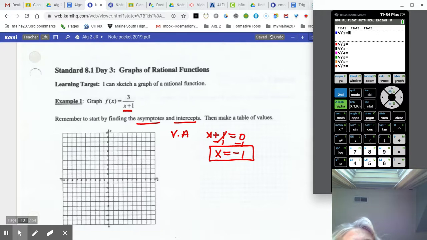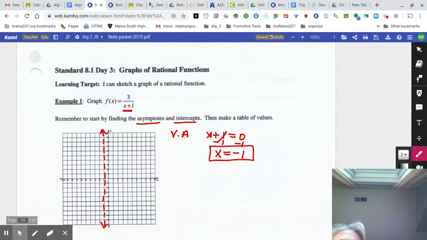So what that means is I can be anything I want to in the whole wide world in this graph, but I can never be a -1. So that's the first thing I put up here is the vertical asymptote, and it is x equals -1. It cannot touch that point.